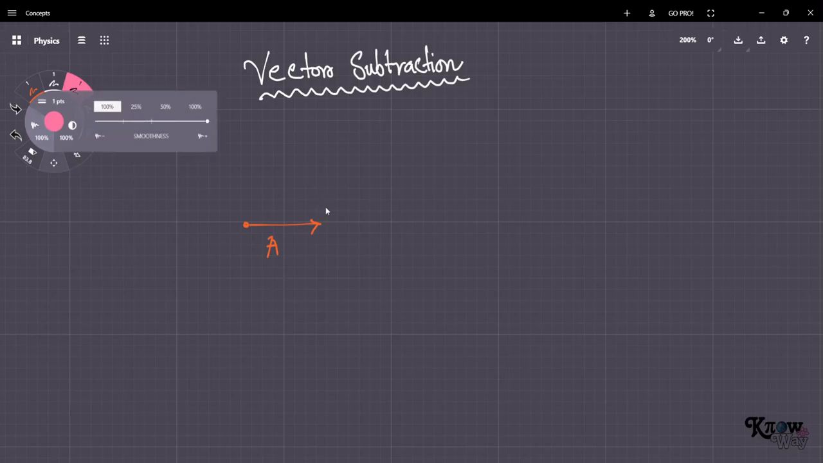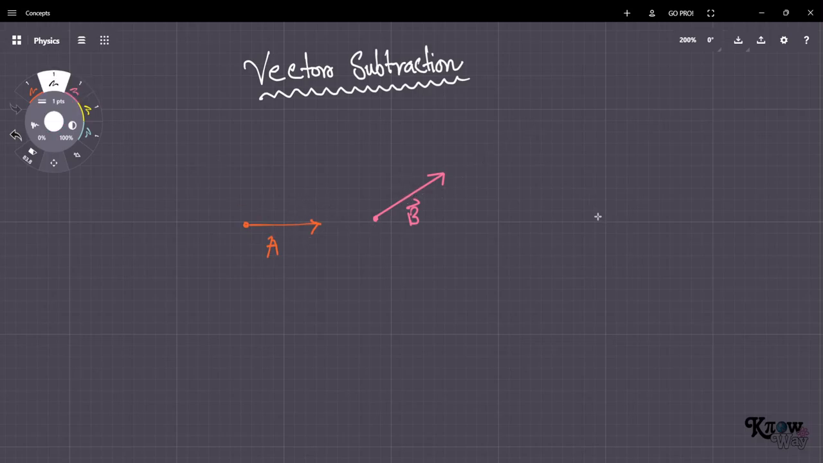Let me just increase the smoothness. Okay, now it's good. Now, okay, this is the vector B right over here. Now we have to do the vector subtraction. So before vector subtraction, let's look at opposite vectors. So what are opposite vectors?